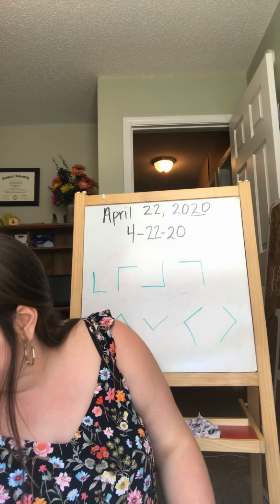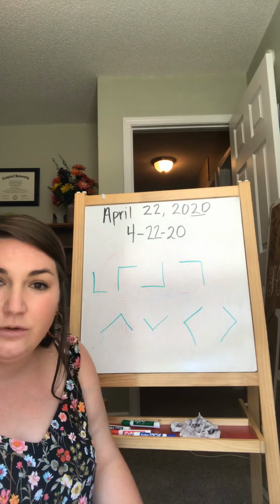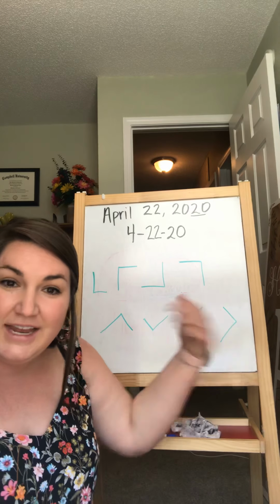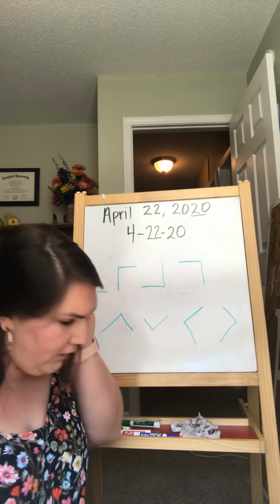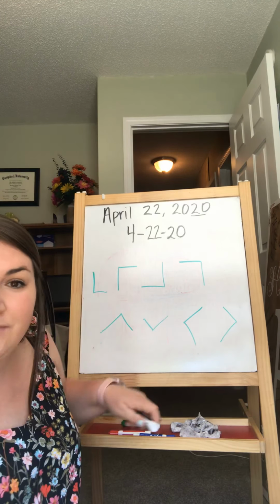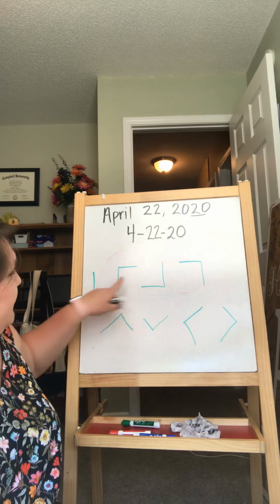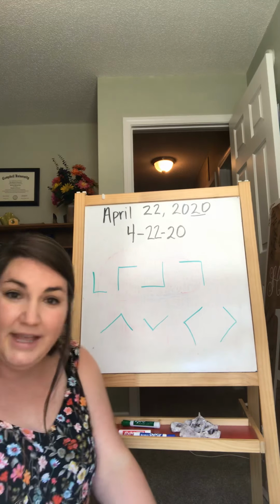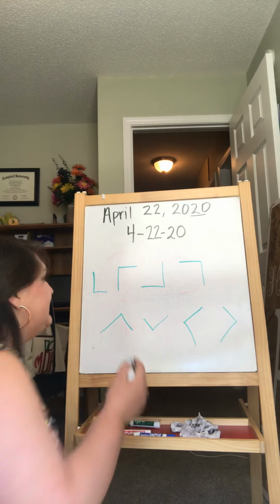So on my paper or on my board, I have drawn out some right angles. And so right now you're thinking like, what are all those symbols? Well, these are right angles. And I'm going to show you right now how we're going to identify them. So this one here, do you see that it is a L, right? It's just an uppercase L. Well, this is a right angle. And here's how we're going to identify them.